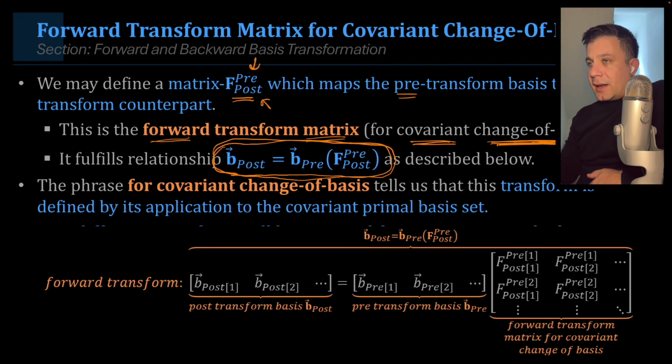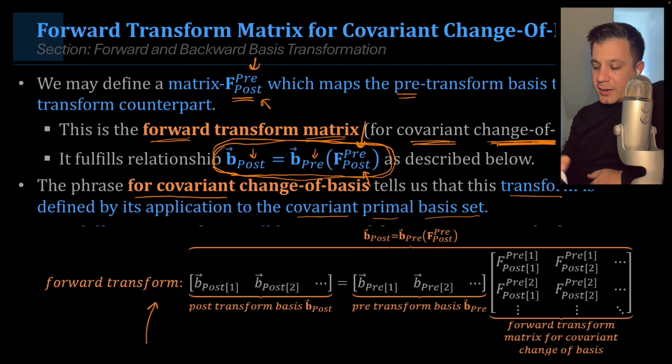What we're going to see is that these names are largely trivial, and the superscript and the subscript here, pre-post, can be a lot more, at least in my opinion, descriptive with regard to exactly what kind of transform we're trying to perform. So again, the phrase covariant change of basis tells us that this transform is defined by its application to a covariant primal basis set. And so here is that equation again, although I'm pretty sure we've already covered this in depth.